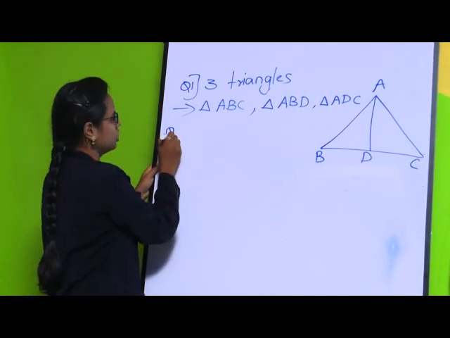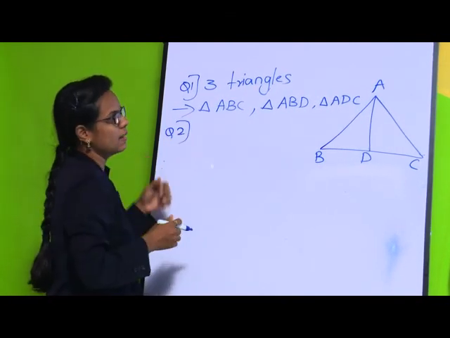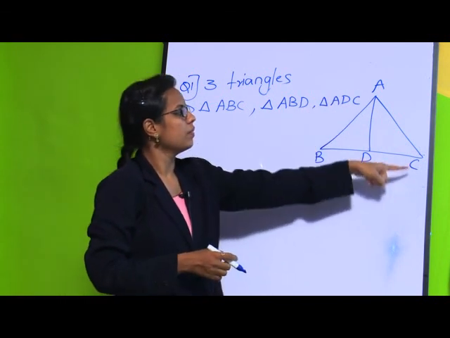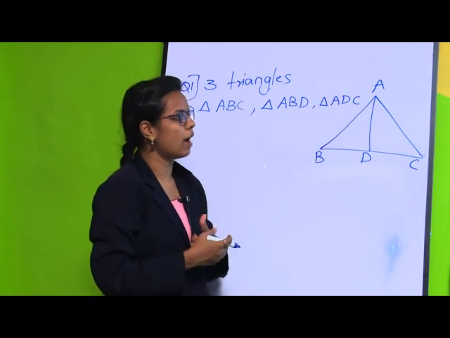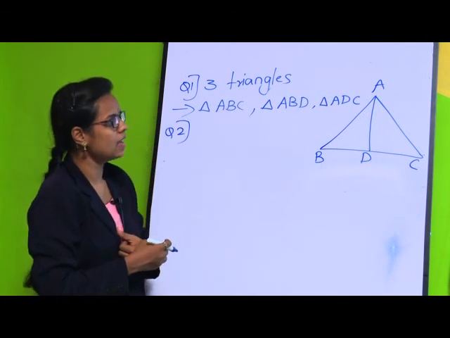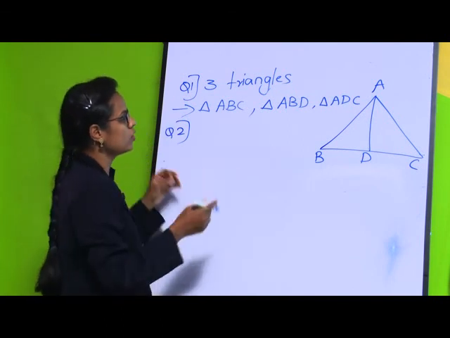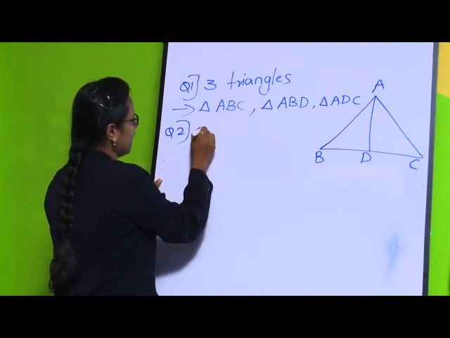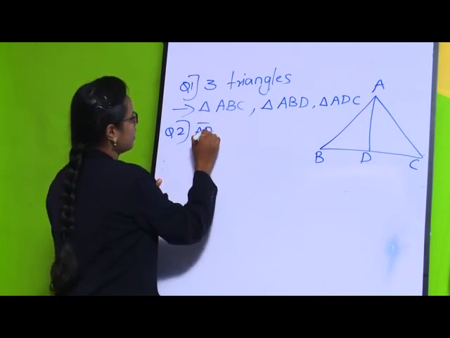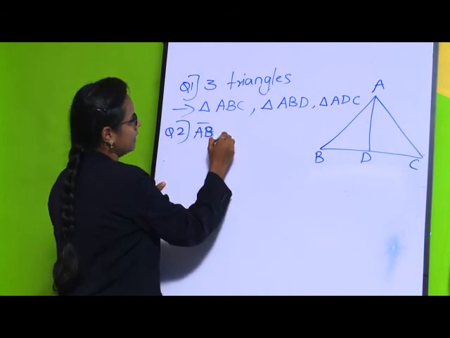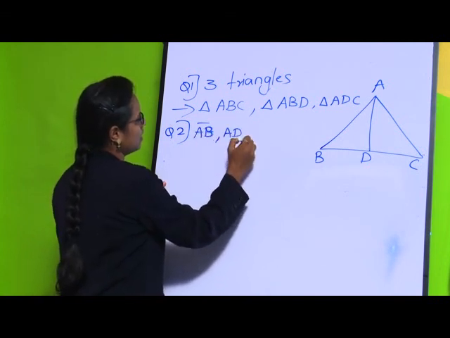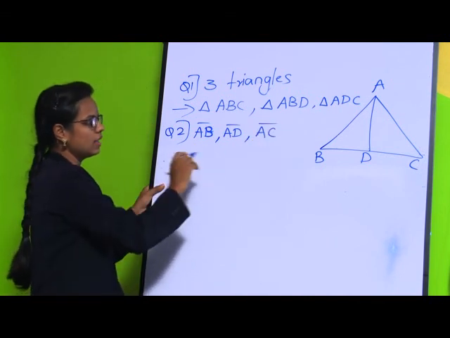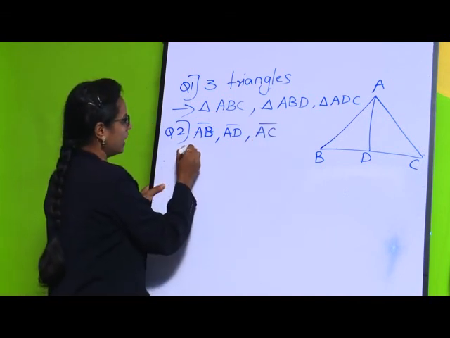Let us see question 2. Write the names of 6 line segments. Now, from this diagram, we have to find the 6 line segments. Okay. So, the line segments are AB. AB is the first line segment, then AD, then AC. So, these are the 3 line segments, more 3 we have to find.